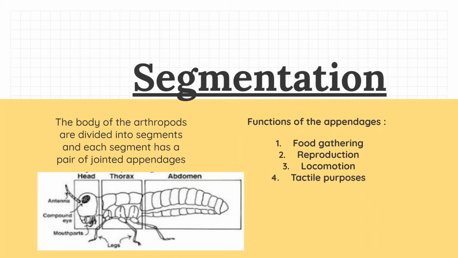Next, we have segmentation. The body of arthropods is divided into segments, and each segment has a pair of jointed appendages. Segments are fused into a head, a thorax, and an abdomen. There are 4 main functions for the appendages: 1. Food gathering, 2. Reproduction, 3. Locomotion. In addition, many appendages are associated with sensory structures and used for tactile purposes.